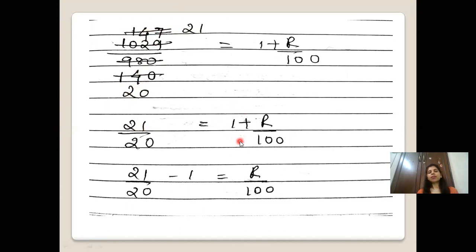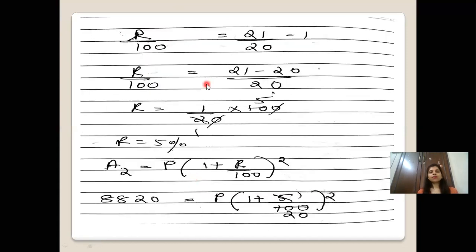So take this plus 1 to this side, so it becomes minus 1. And here you get 21 upon 20 minus 1. Multiply numerator and denominator with 20. So you get 21 minus 20 upon 20. 21 minus 20 is 1 upon 20.